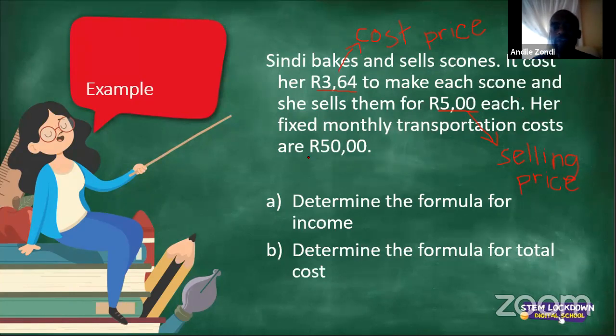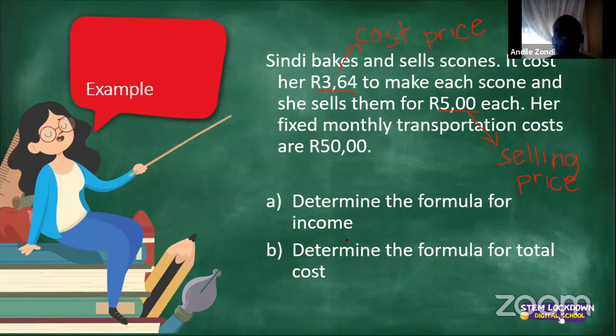Okay, the fixed monthly transportation costs are 50 rand. That means once a month she goes to a local grocery store to buy items. So she pays 50 rand to go and come back. So that will be our fixed price because it does not change.